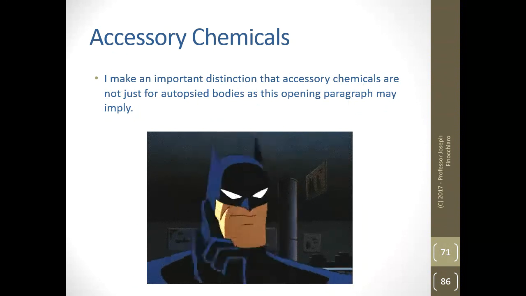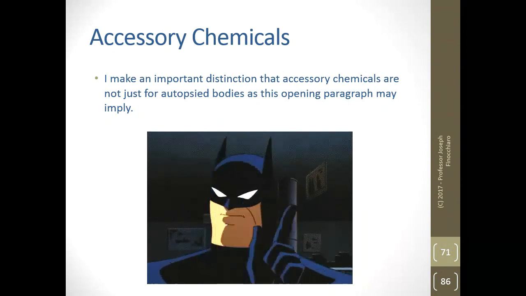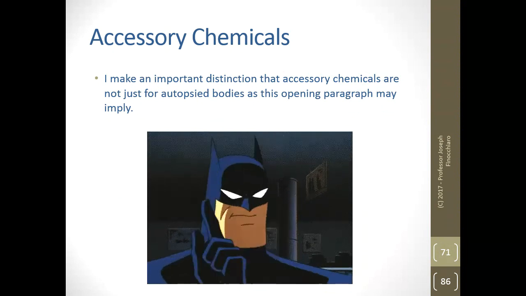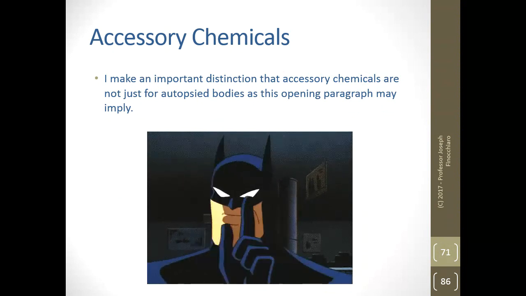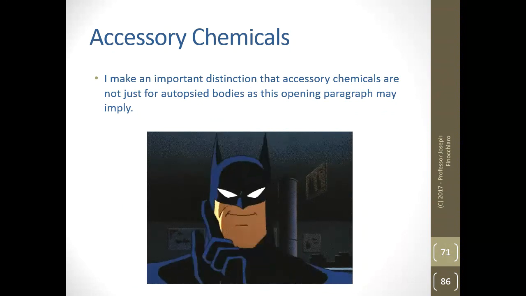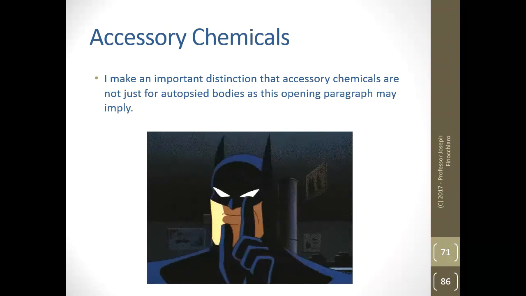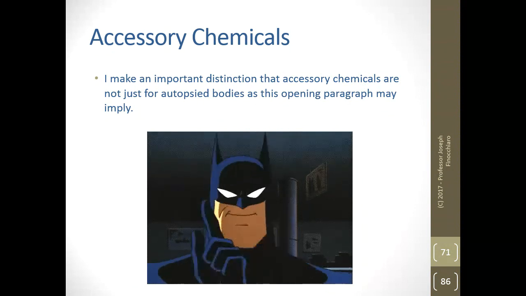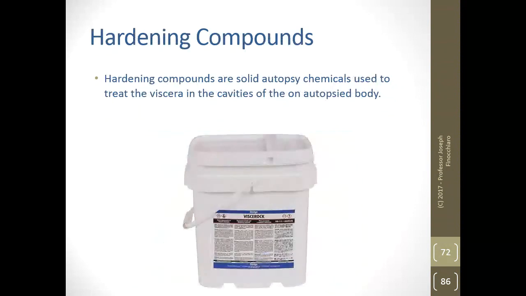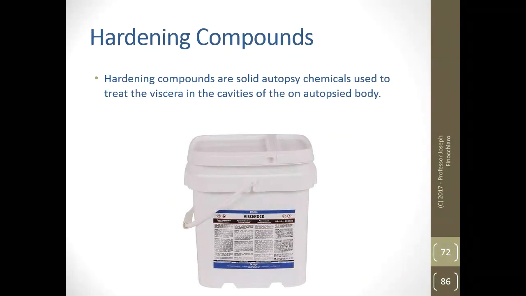Again, an important distinction, accessory chemicals are not just for autopsied bodies. The opening paragraph here might lead you to believe that we just use these for autopsy. No, there are plenty of reasons why you would use viscera or hardening compound and plastic garments on an unautopsied body because of things like edema, because of things like diabetes, et cetera. So hardening compounds are solid autopsy chemicals used to treat the viscera in the cavities of the unautopsied body.